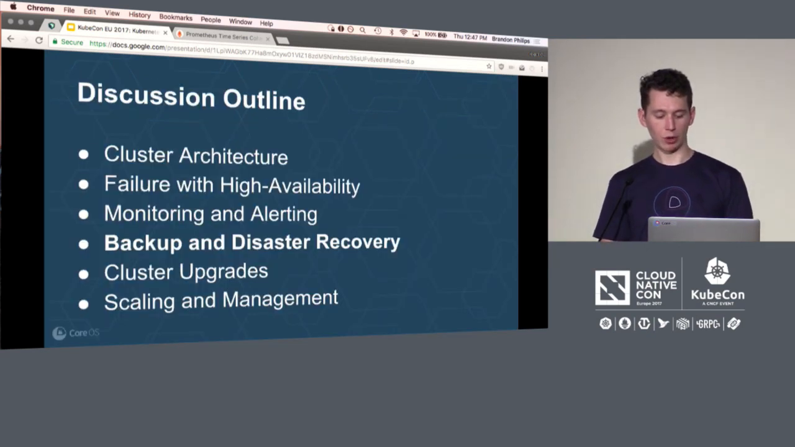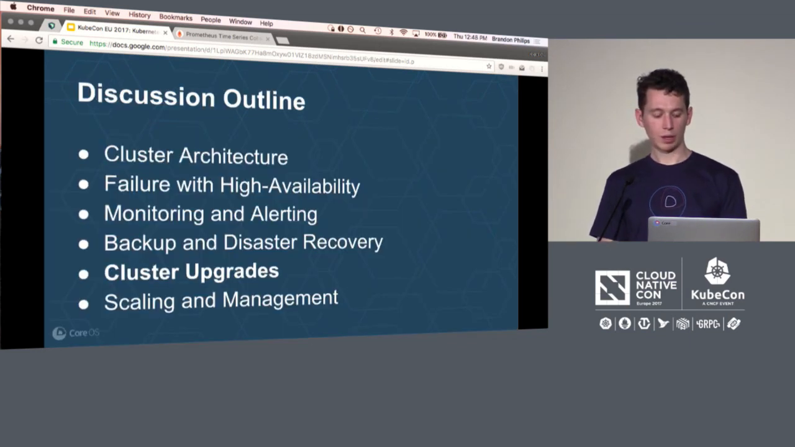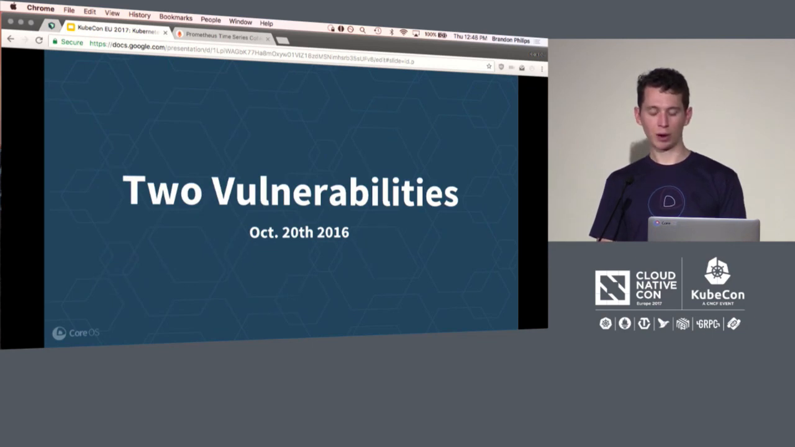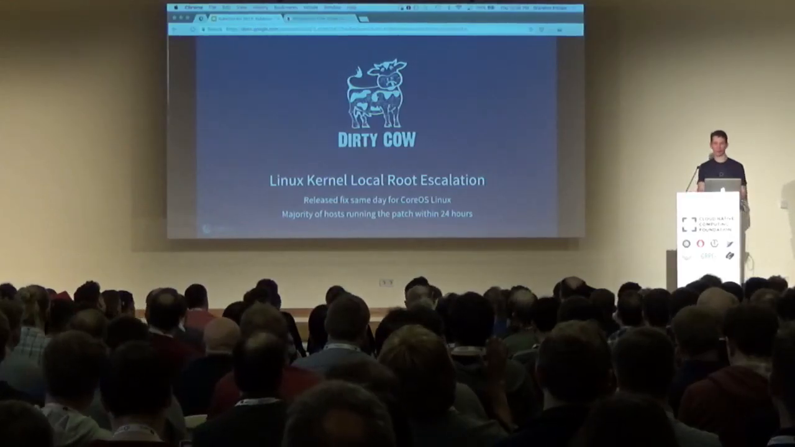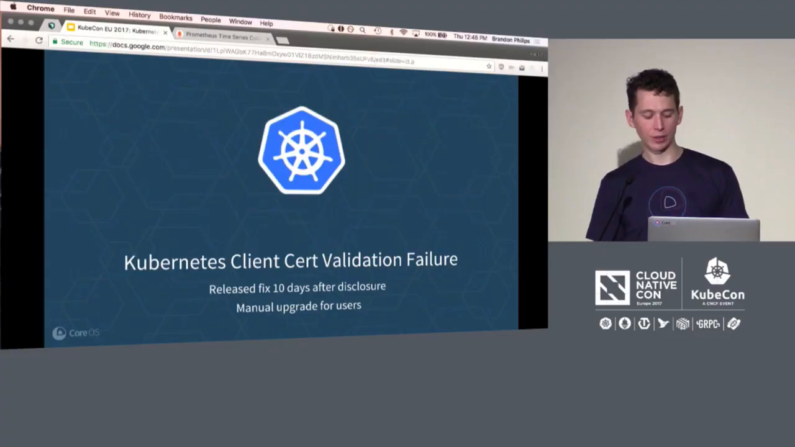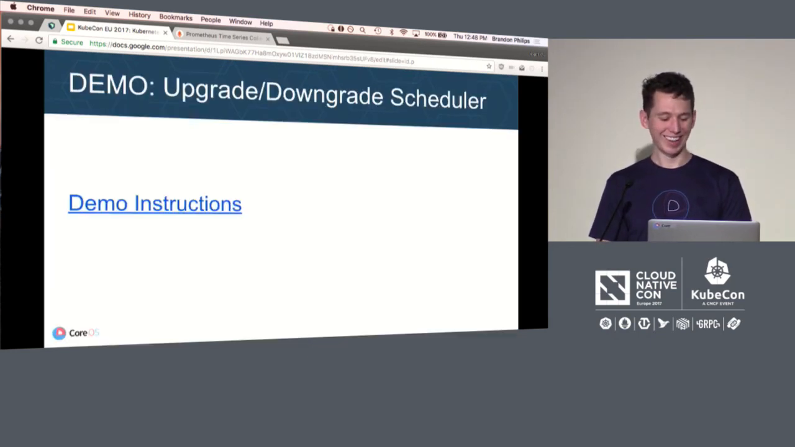All right, so disaster recovery, you can read the README on the notes that I have on GitHub. Cluster upgrades, this is really where self-hosted shines. There were two vulnerabilities that happened on October 20th, 2016. There's Dirty Cow. Who was affected by Dirty Cow? Everyone, I hope. Probably everyone's phone is still unpatched. And then there's also a Kubernetes client cert validation problem, which I gave a name. It didn't catch on, called Mask. Capitalize the K because Kubernetes.